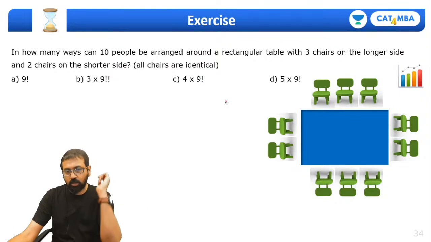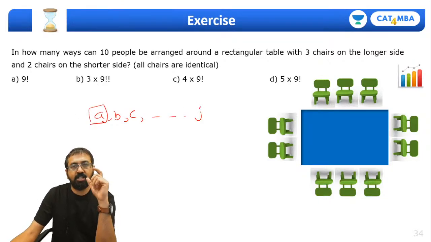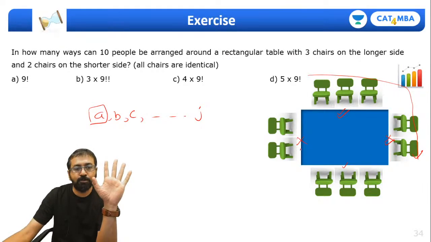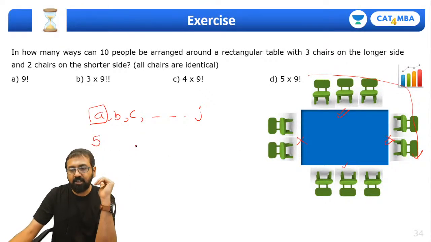Okay, so what will be the answer for this one? Once again, there are 10 people, A, B, C, D up to J. How many different positions does A have? On which longer side A sits doesn't matter. Both of these are the same way, both of these are the same. So A can sit either on a longer side or on a shorter side. So how many different positions does A have? 5 different positions, right? So the first person can be placed in 5 different ways.